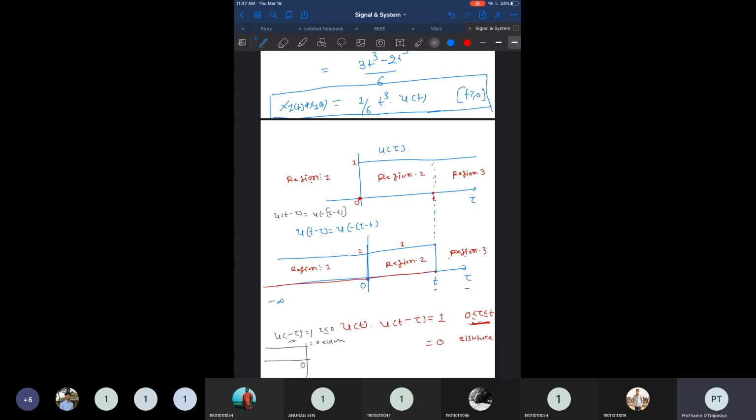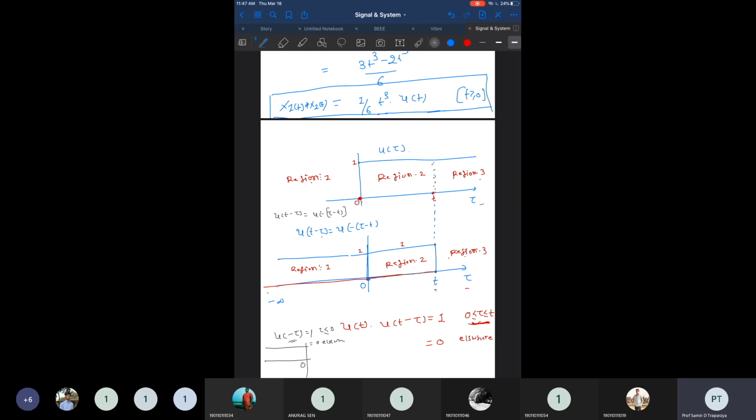After some amount t, we get the signal u of t minus tau, delayed from the starting point. So from 0, this point is shifted, and this is the signal of u of t minus tau. Now we are interested in finding the overlapping region where u of tau is 1 and u of t minus tau is 1. Both should be 1. You can see in this picture, u of tau is 1 from 0 to infinity, and u of t minus tau is 1 from minus infinity to t. If you find the common area, the common area is region number 2, right?